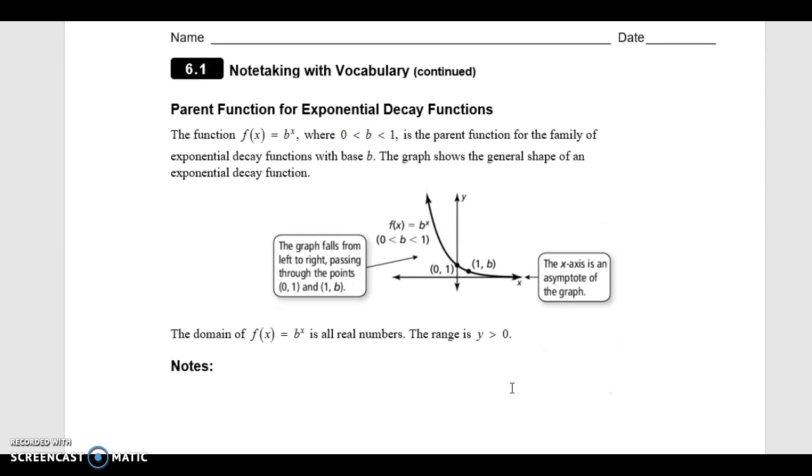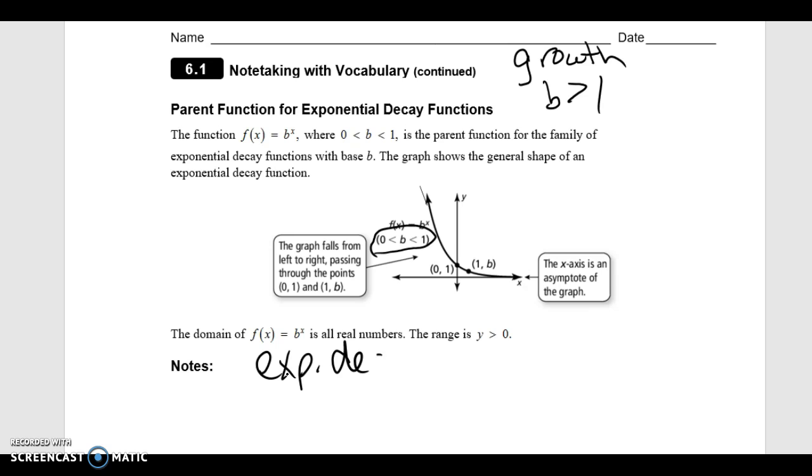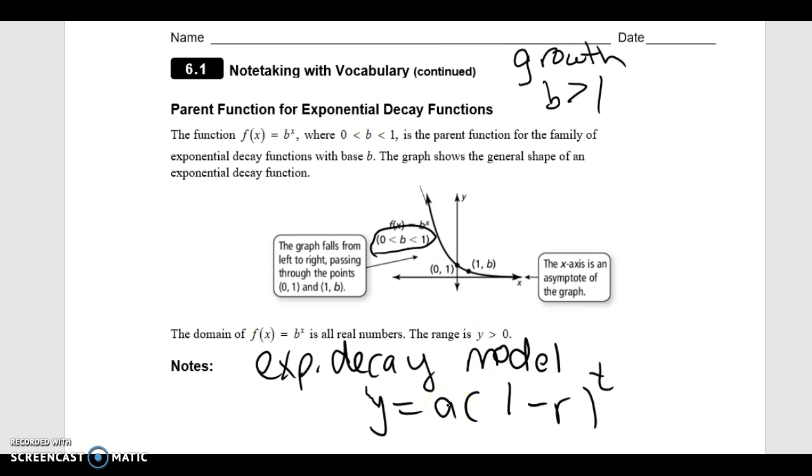Now let's look at the next core concept. This is the parent function for exponential decay. Decay is when the base number b is between 0 and 1, whereas for growth b was greater than 1. We can also have the exponential decay model, which is similar to the one we just wrote on our last journal page, except this time it's y equals a times the quantity 1 minus r raised to the t power. So minus for decay, and it was plus for the growth.